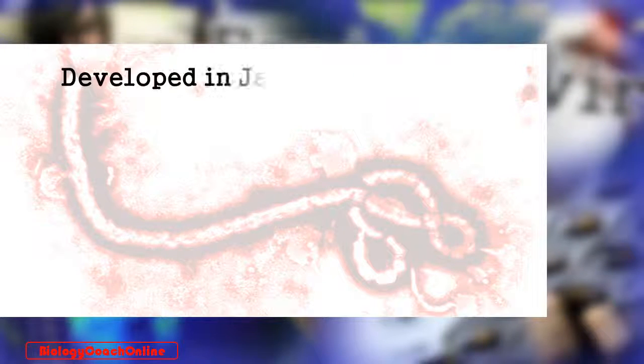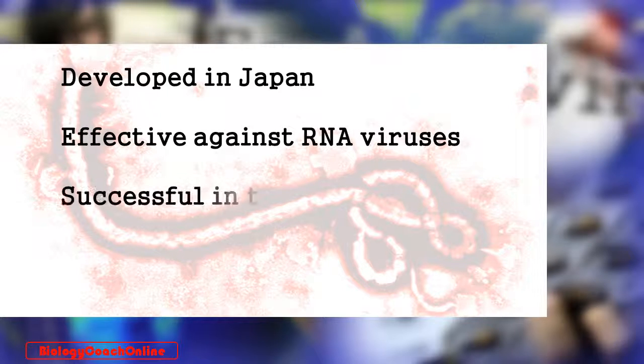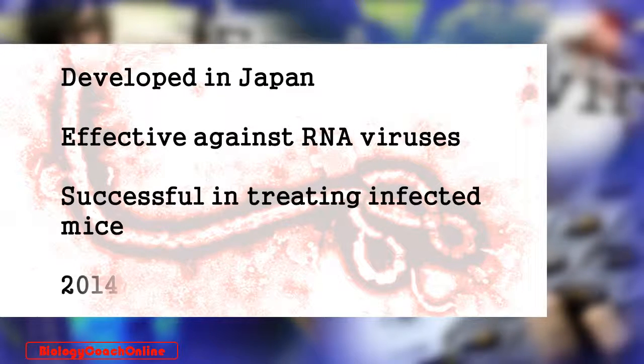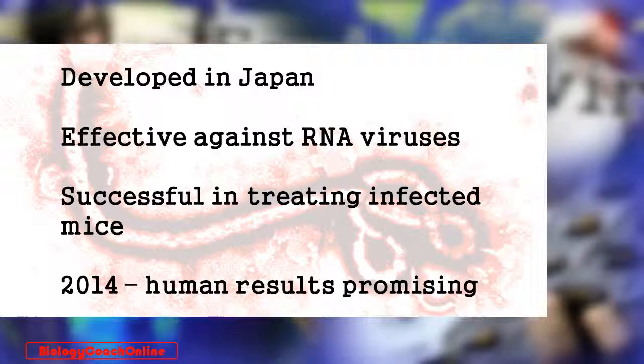So, important points to remember about favipiravir. It was developed by the Japanese. It is effective against numerous RNA viruses. It has been used successfully to treat infected mice, and the results of a preliminary human clinical trial started in 2014 are very promising.